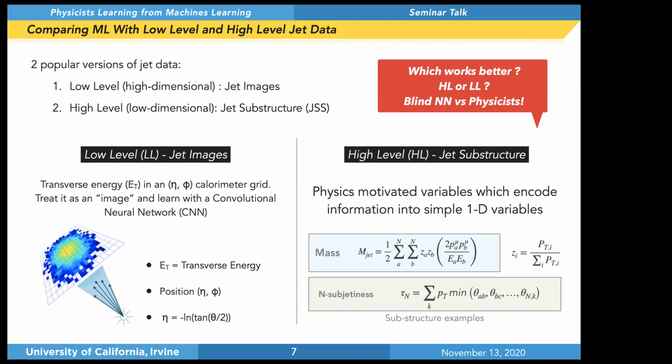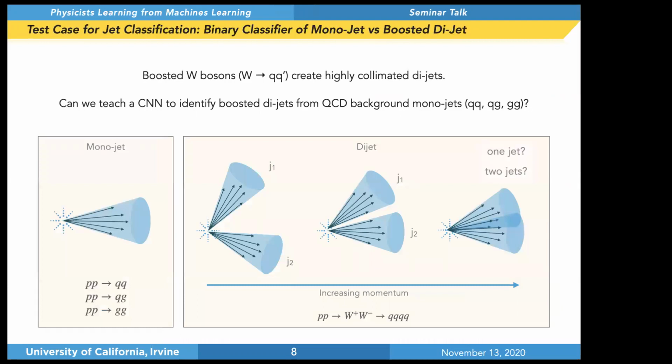And an interesting question that we asked in a previous paper was, which version of this data actually works better? The high level is very physics motivated, whereas the low-level jet image is just the raw calorimeter information. So what works better, these physics motivated 1D observables or a jet image? The specific task we wanted to do this comparison with was a monojet versus dijet example, but specifically a dijet from a boosted W boson.